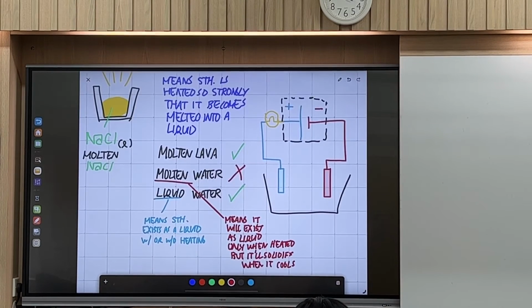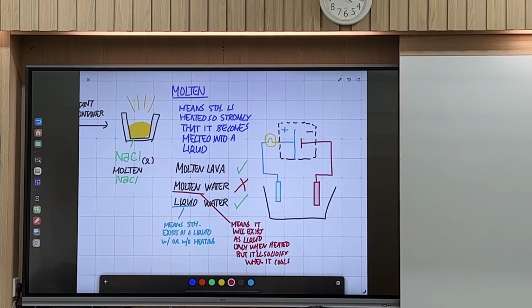Copy this first, because we will see the words molten and aqueous a lot in the later part of chemistry. I need you to get this concept straight.